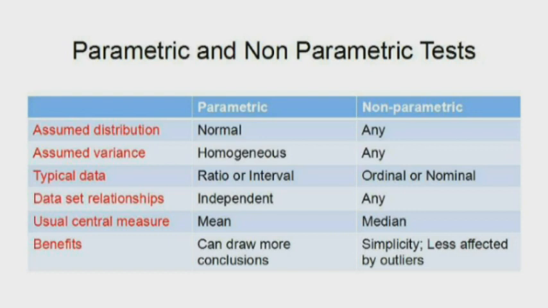In terms of dataset relationship, the dataset relationship of parametric tests is independent, while for non-parametric tests it is not. Lastly, parametric tests draw many conclusions compared to non-parametric tests. However, because of their simplicity, non-parametric tests are less affected by outliers.